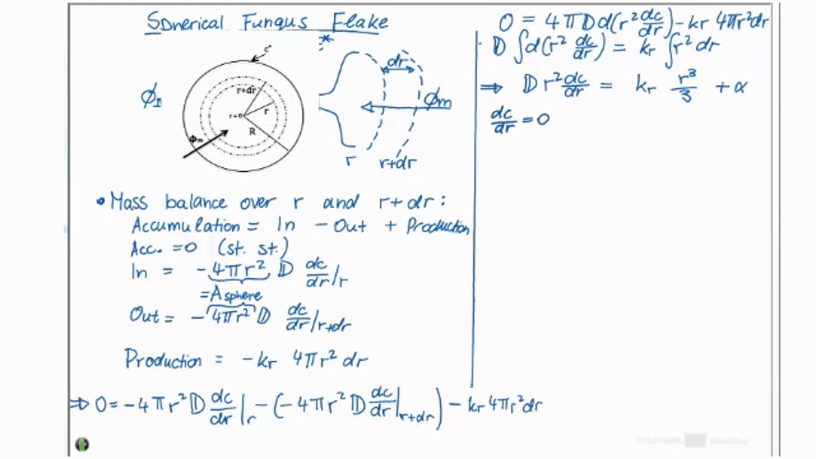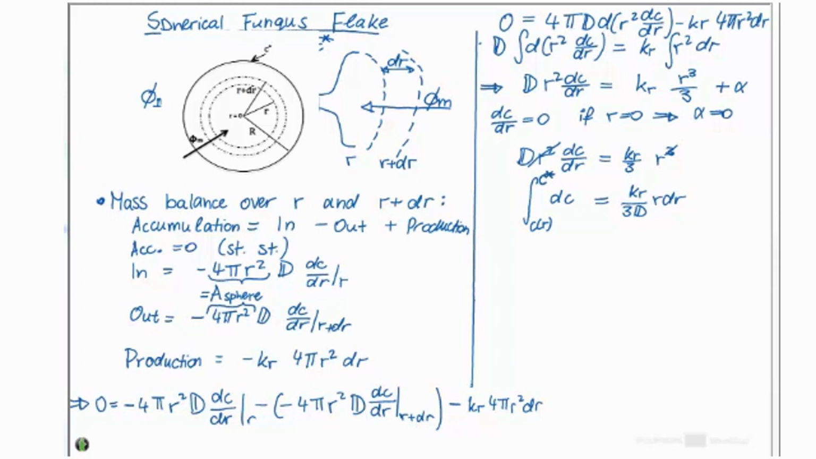The constant that you can add is easily calculated if you consider the fact that at the center of the sphere, the concentration is constant. So alpha will be 0. And now you will see that you can easily divide by r squared. So the next step is to isolate dc, which means you take everything from the left hand side to the right except for the dc. Now you can integrate on both sides.